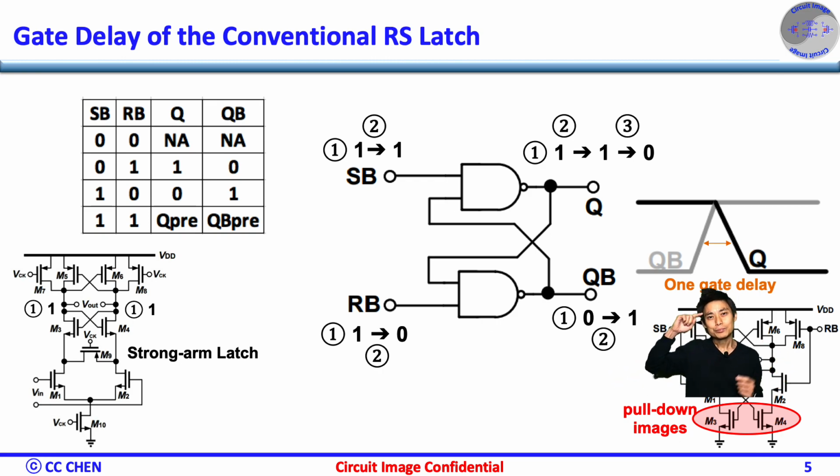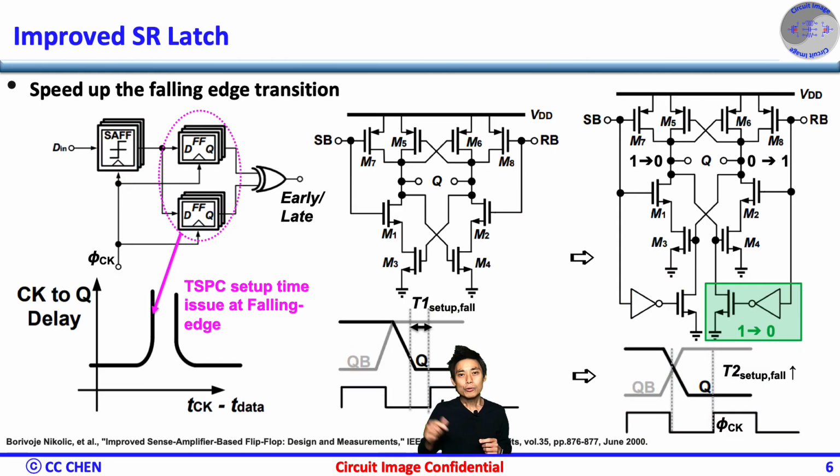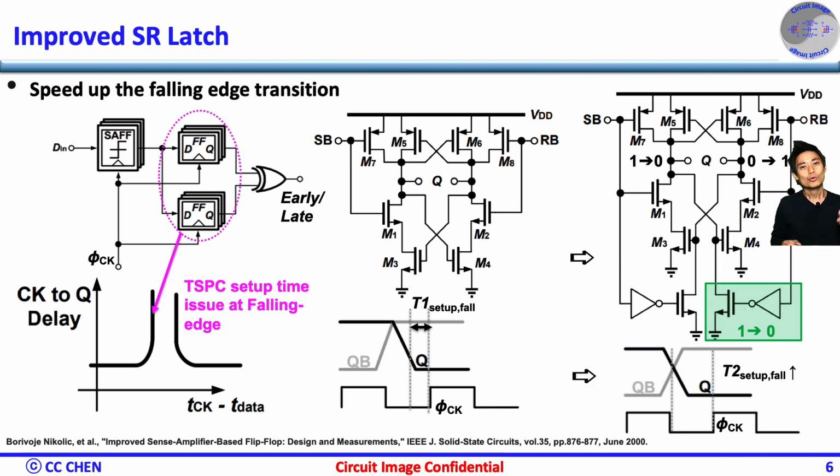Think about the pull-down, images for 5 seconds. Bingo! The output Q's pull-down event was waiting for the output Q bar's transition. So, we could add a pull-down path to speed up the pull-down event, while one of the inputs would be 0, and the other output would be 1, and pull the other output to be 0.